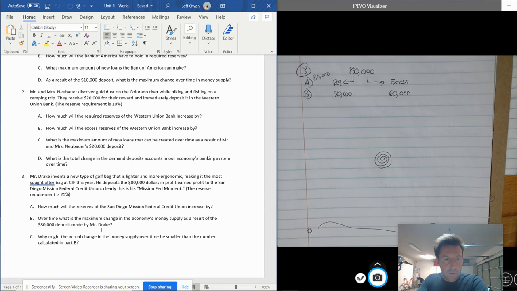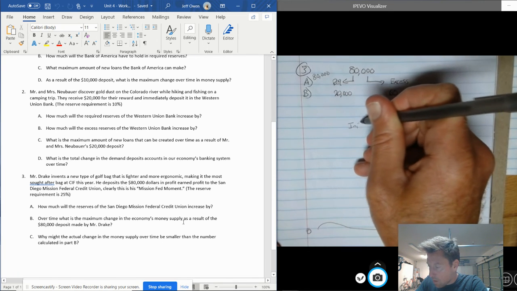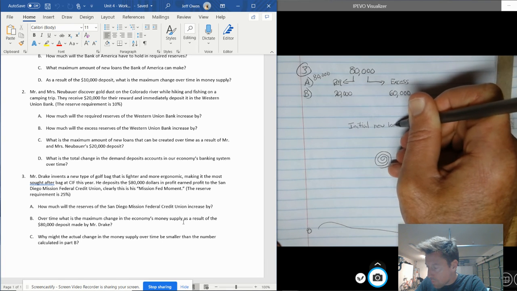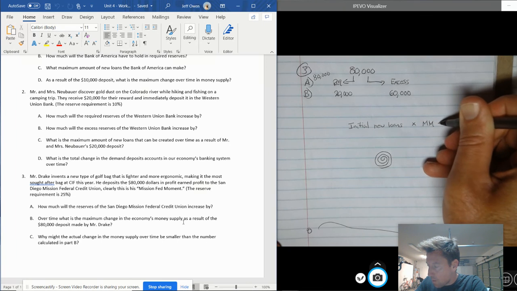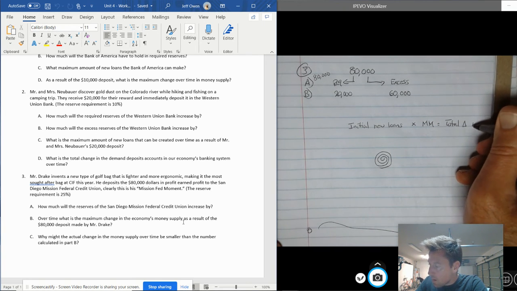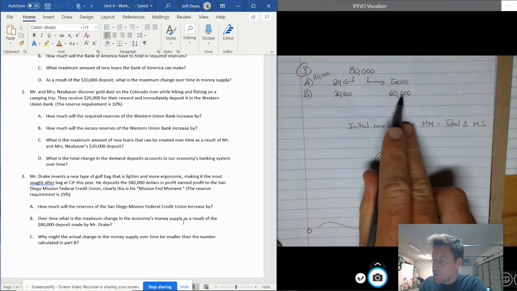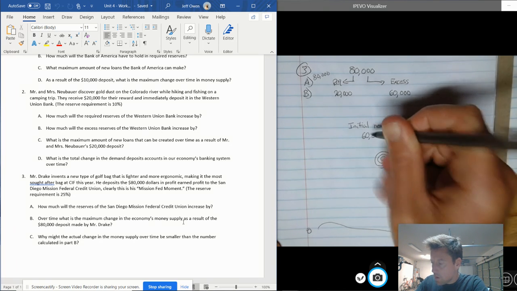So now we're going to have to use our specific knowledge, because what's the maximum change in the economy's money supply? We're using our equation of our initial new loans times our money multiplier equals our total change in our money supply. So what is our initial new loans? Well, this bank can make initial new loans of $60,000.